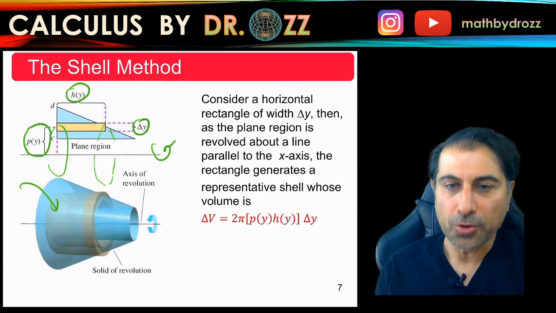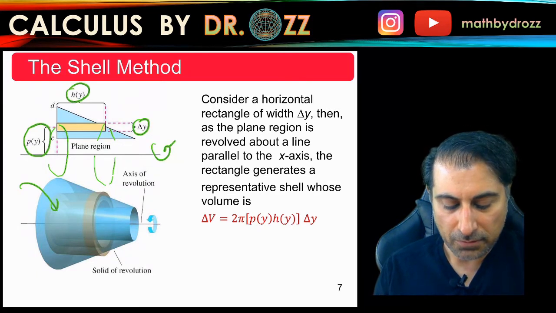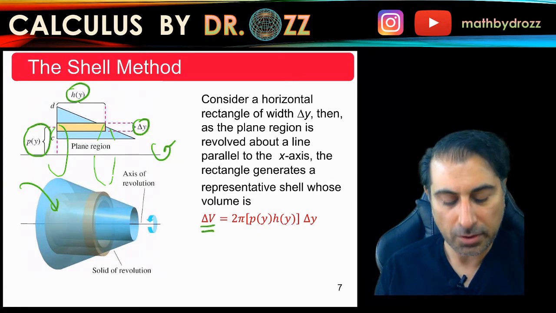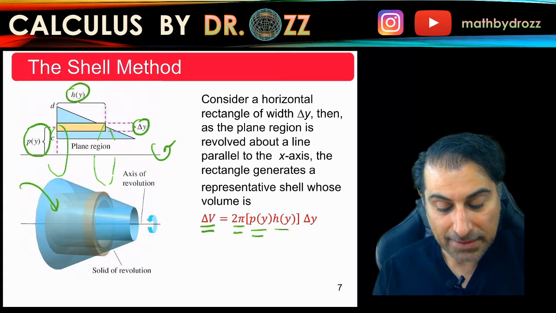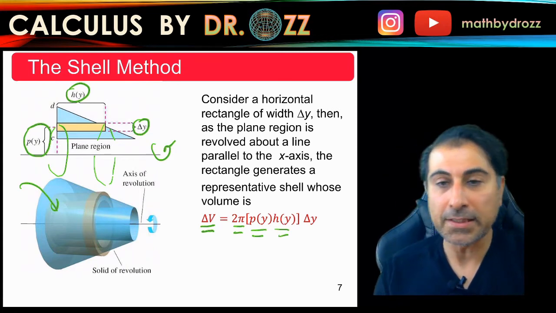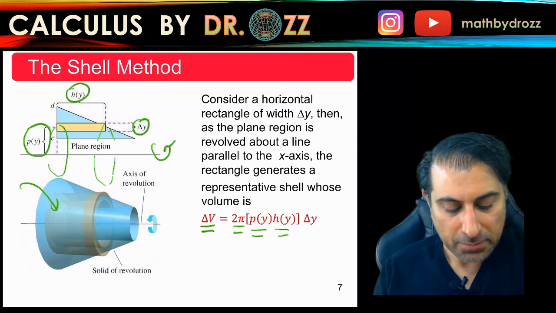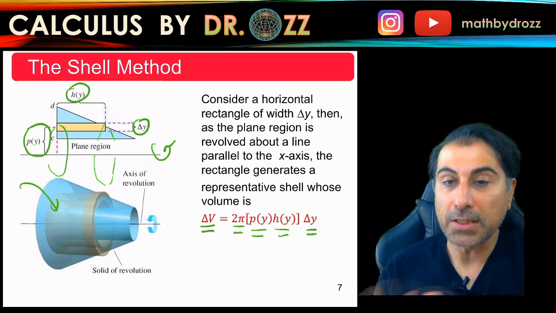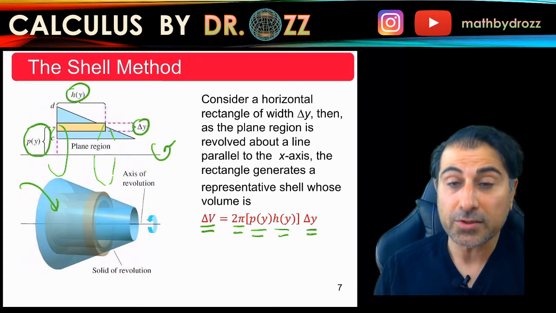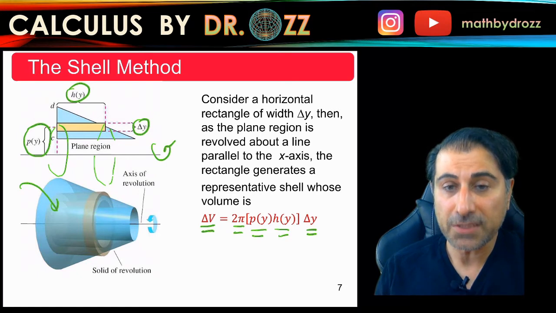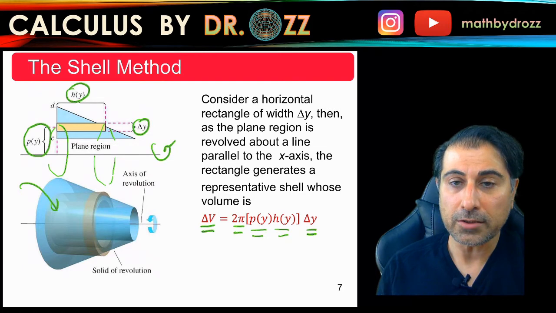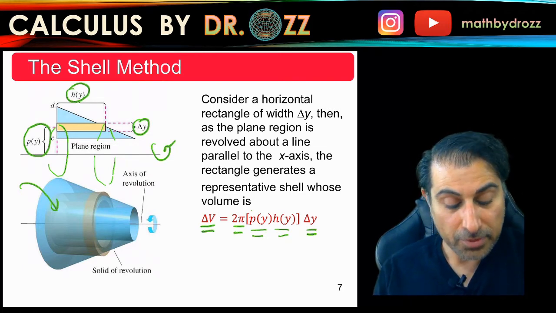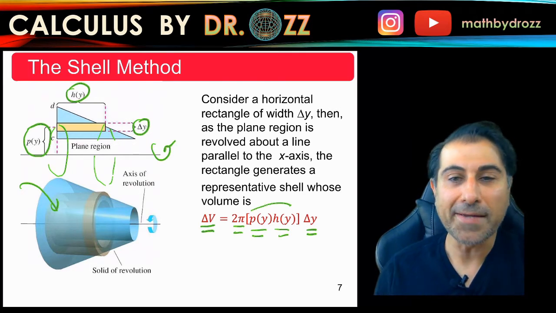By using the formula that we just derived, the volume of the representative shell is 2 pi times the average radius, times the height, which is what I called the length of the rectangle, times the thickness, which in this case is just delta y. So delta V is equal to 2 pi p of y, h of y, delta y. And as you see, the radius and height are written in terms of y.